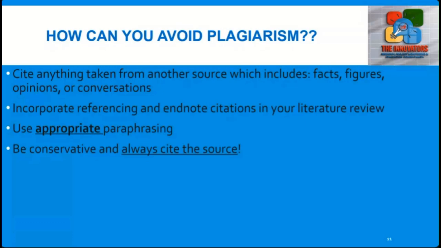So, coming to how to avoid plagiarism. The first one is to cite anything taken from another source, which includes facts, figures, opinions, or conversation. The second one, incorporate references and citations in your literature review. Use appropriate paraphrasing. And the last one, be conservative and always cite the source. A good principle in research writing is: when in doubt, cite. Next, please.